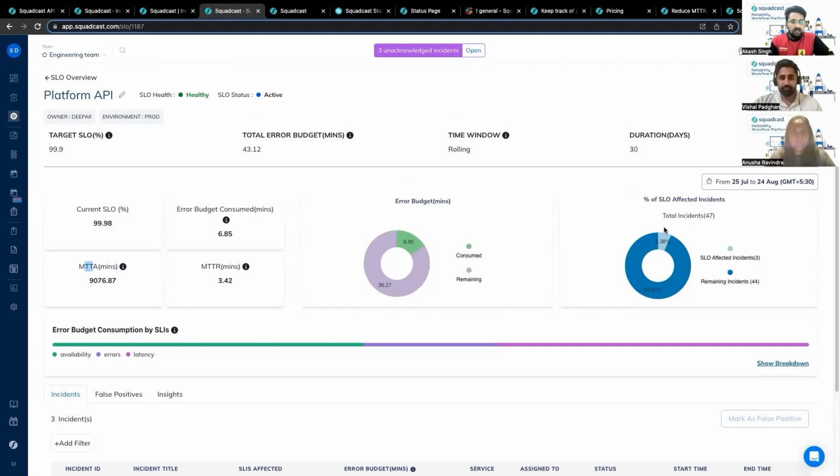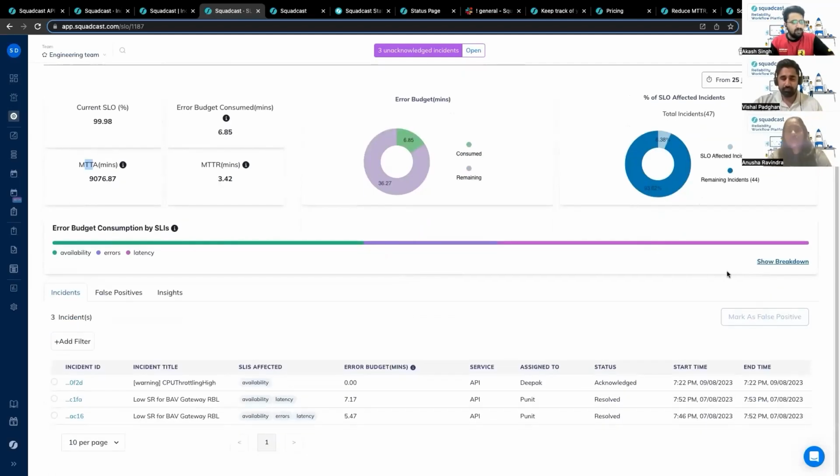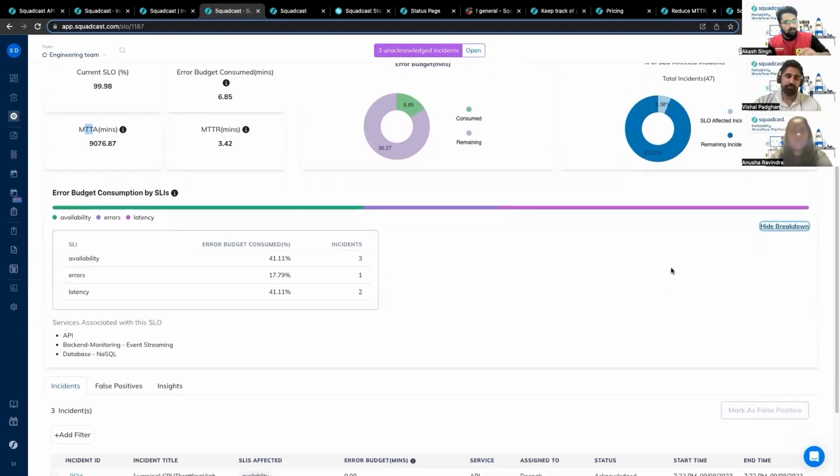I can also see the total percentage of SLO affecting incidents that I have received on a whole versus the remaining incidents. If you click on show breakdown, this is where the engineers can see exactly which indicators have been affecting this SLO the most. So in here, we can see that availability and latency have really been the cause of most of our downtime. So once they see that, these are the causes, they can actually then make some changes in their own infrastructure so that this doesn't happen again. It gives them all the necessary information for that.